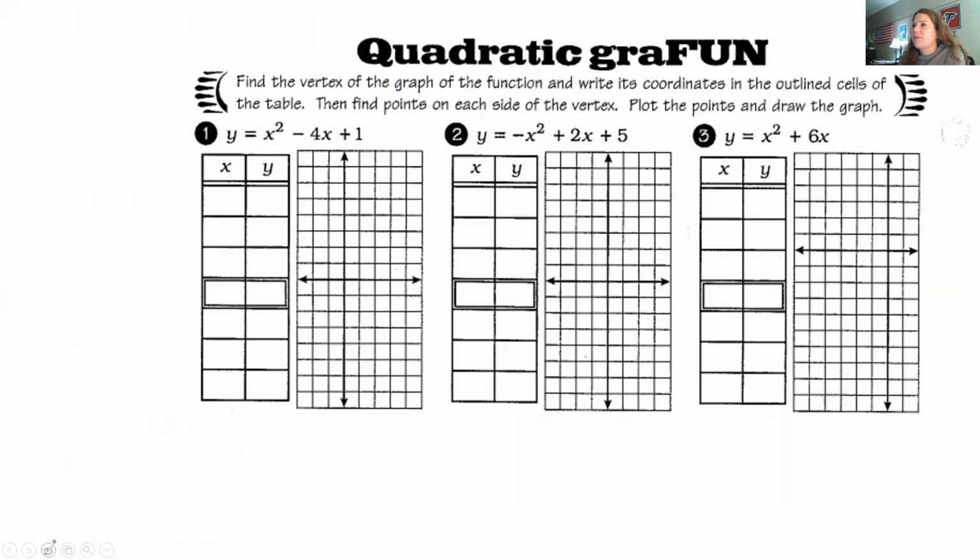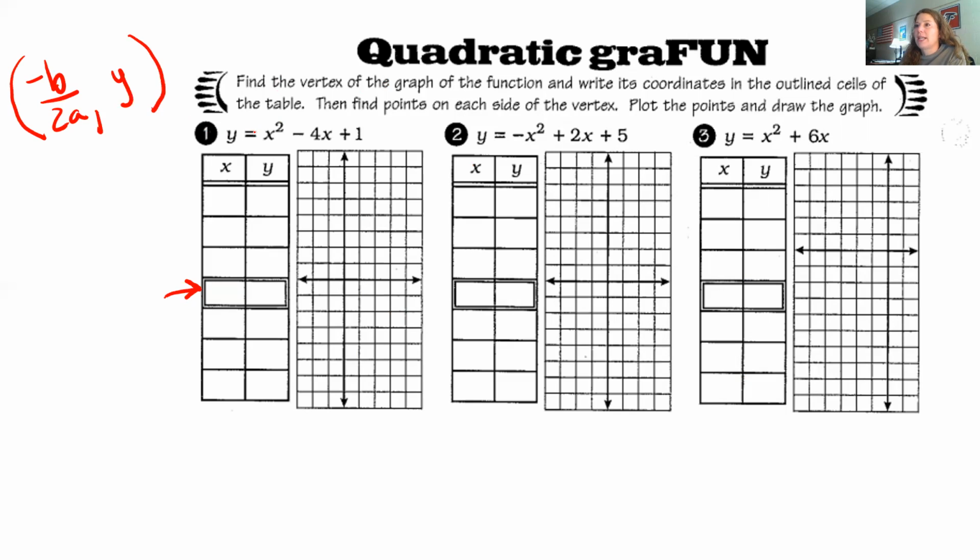You're going to find the vertex of the graph. You're going to write its coordinates in the outline cell. So here is where our vertex goes. And then you're going to find points on both sides of the vertex. So let's start with our vertex. We're going to do negative b over 2a. Plug that in and we'll figure out what our y value is.